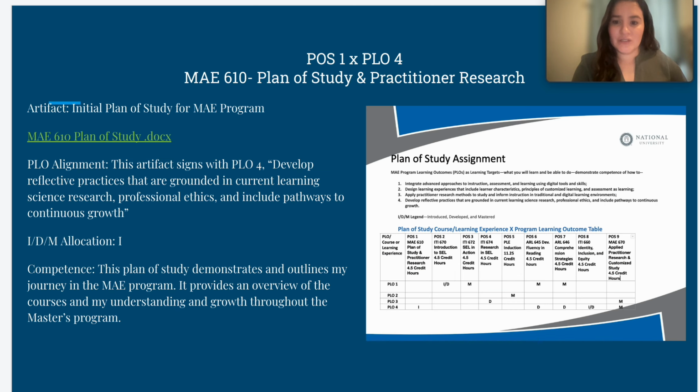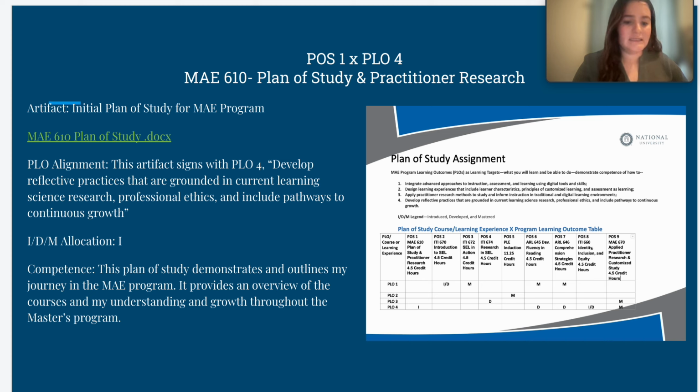Okay, so the first one, again, for my artifact, I chose the initial plan of study. This was for MAE 610, Plan of Study and Practitioner Research course. This assignment was done at the very beginning of the program, or the first week of the program. It was basically an outline of the courses that I was going to complete in order to obtain my master's degree.